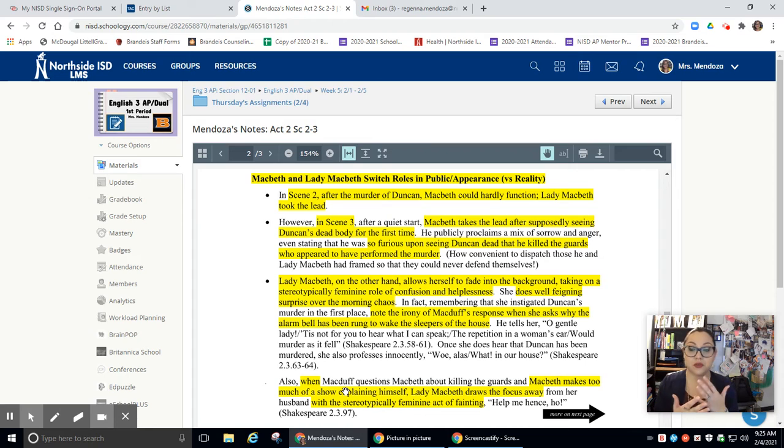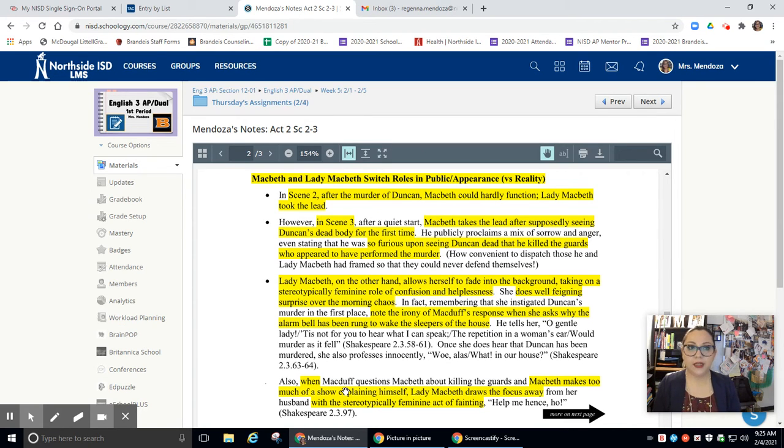At this point, Lady Macbeth and Macbeth have switched roles in terms of appearance versus reality. We see Macbeth not being able to function in scene 2 when he murders Duncan. And now he is the one who is furious upon seeing Duncan's dead body, especially when it appears as though the guards did it. So he murders the guards in front of people to show that he is outraged and vows to avenge the king's death. And this makes him look credible, right? This kind of frees him from being a suspect, if you will.